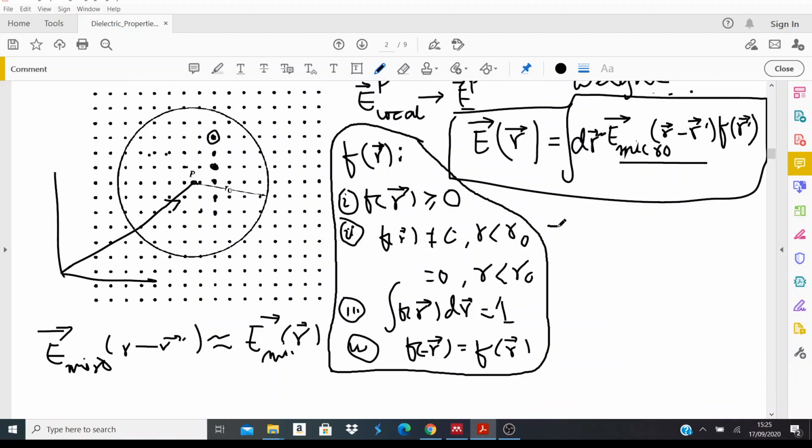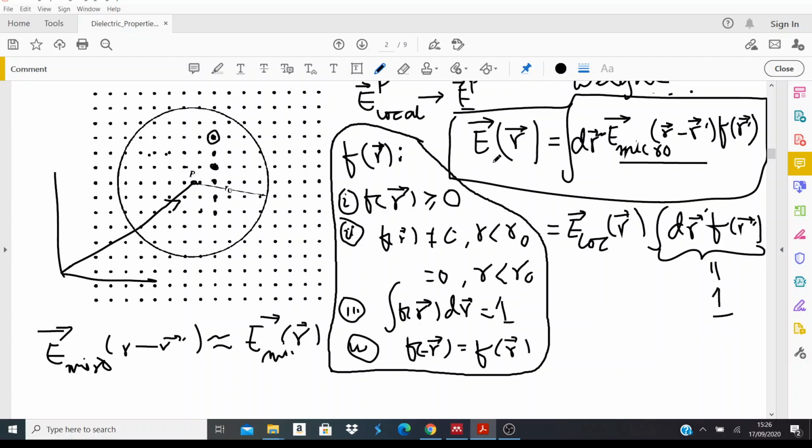Can you see that when this thing becomes independent of R dash, and you're performing the integration, and the weighting function is a function of R dash, this can be brought outside the integration? Then we have left over the integration of the weighting function. But by the properties of this weighting function, when you integrate over it, this is nothing but 1. So what that means is that the macroscopic field at any point is equal to the local field.